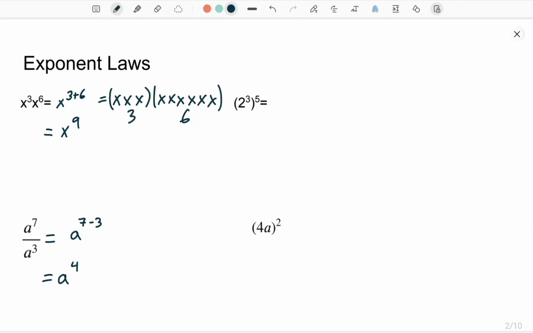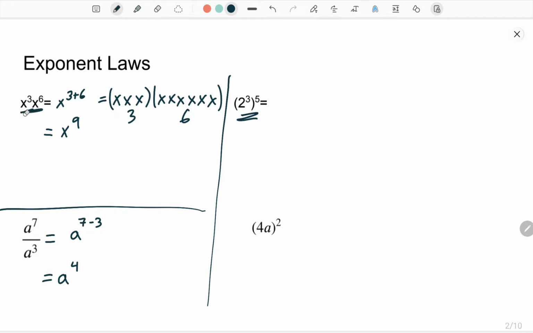All right, what about an exponent to an exponent? So we're looking at the top right here. So 2 cubed to the power of 5. Well, if you have an exponent to another exponent, it's a little different than what we did over here to the left with multiplying the same base. Here we only have a single base.